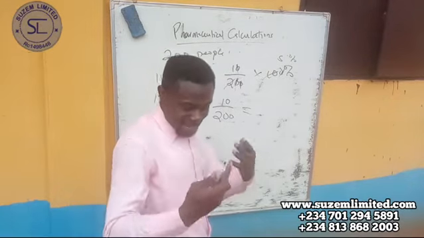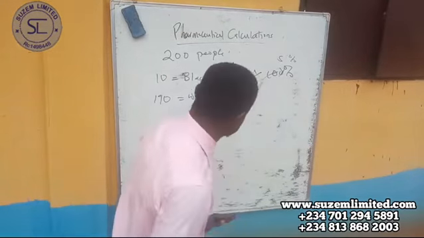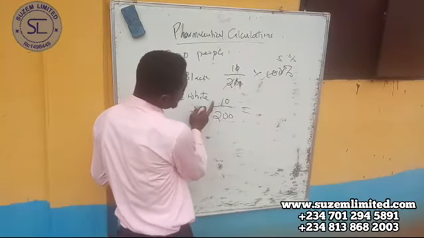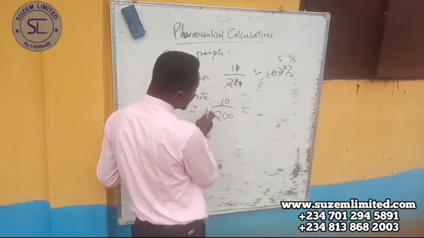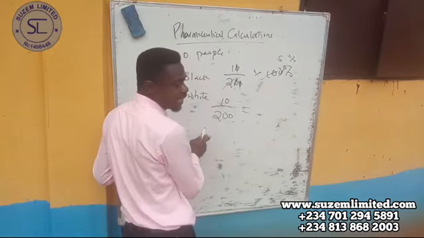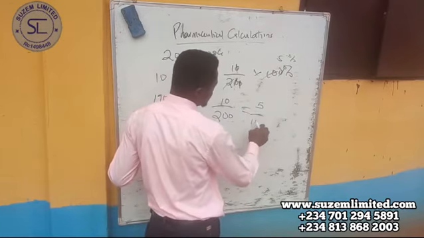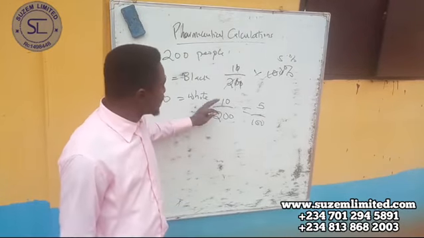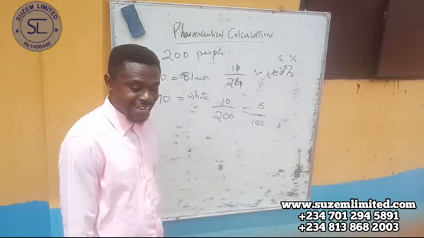That brings me to something I want to talk about in fractions. Let me refresh your memory. We have what is called equivalent fractions. Let me use this to show you. 10 over 200. Let's find this in 100. We divide both the numerator and the denominator by 2. It will give us 5 over 100. Are you aware that 10 over 200 is the same thing as 5 over 100? They are equivalent fractions.